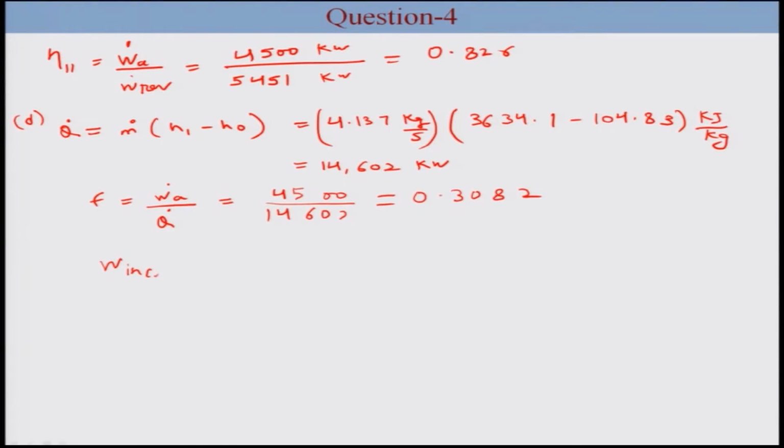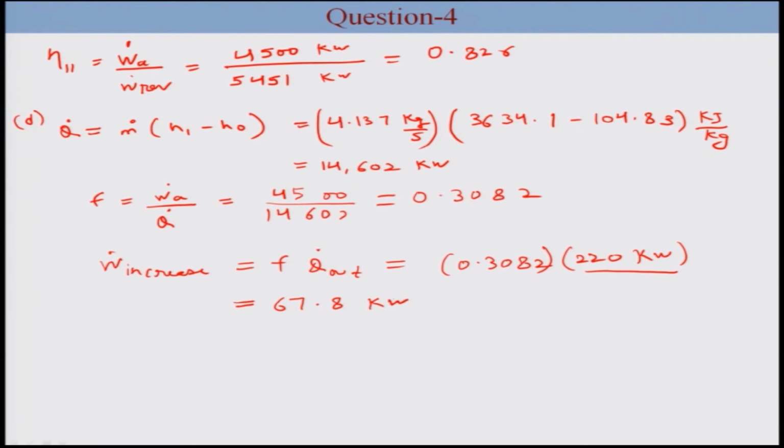Now, if we assume that the same fraction of heat loss from the turbine could have been converted to work, the possible increase in the power, if the turbine is well insulated, will be this fraction multiplied by the Q out dot, which is equal to 0.3082 into 220. So, a fraction of this which is wasted would have been converted into useful work. So, these many kilowatts could have been converted into useful work.